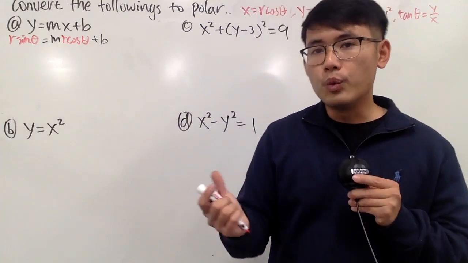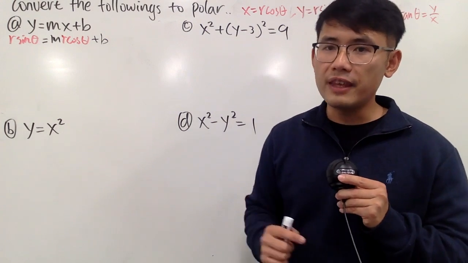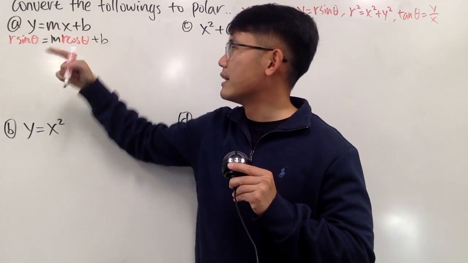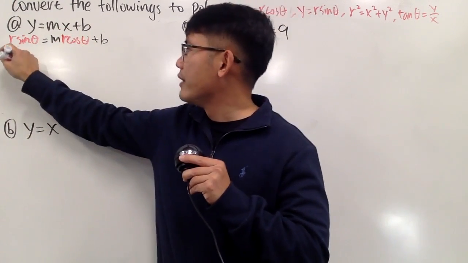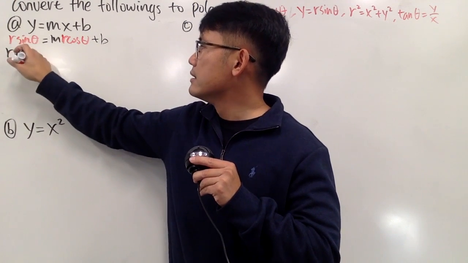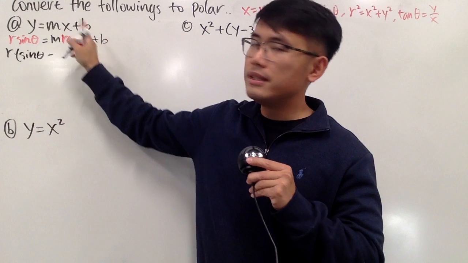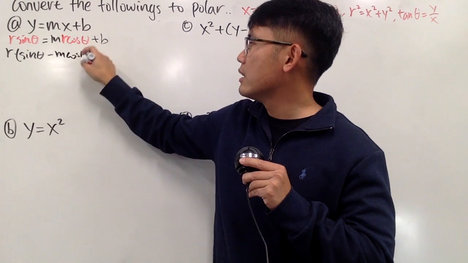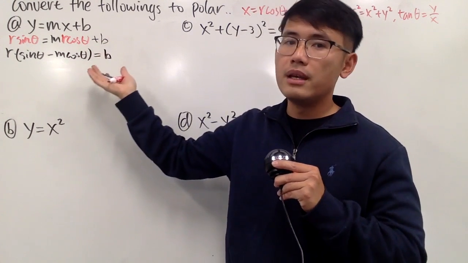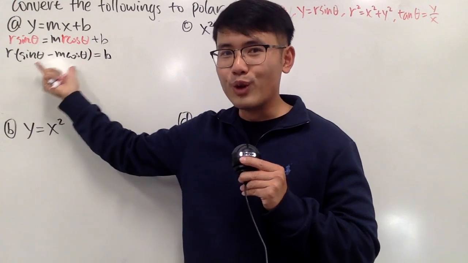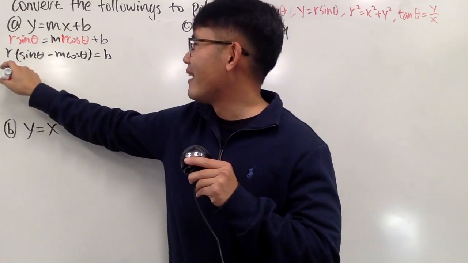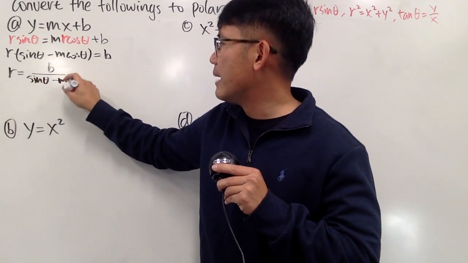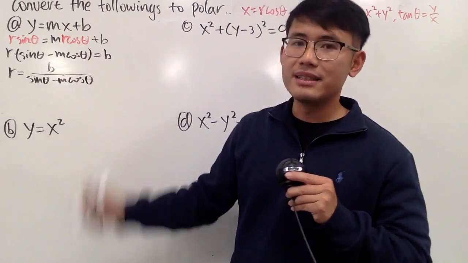And ideally speaking, we want to get the r by itself. R should be a function of theta. Therefore, let's move this to the other side and let's isolate the r by factoring out first. So we will end up with r times sine theta minus this on the other side. So we have the m, and the r is out already. So we have cosine theta here, and this is equal to b. And because this is r times this, we can just divide this quantity on both sides. We get r equals b over sine theta minus m times cosine theta, just like this.